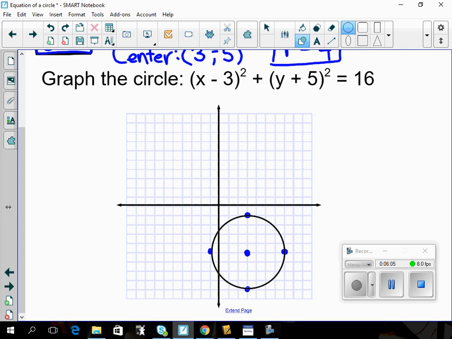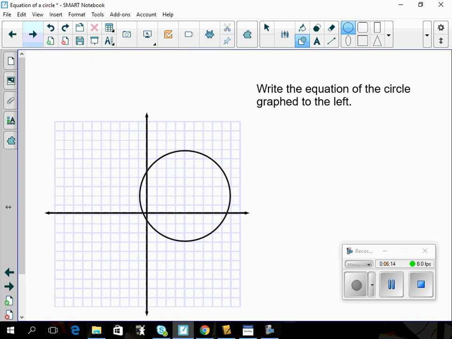Any questions so far? What if I gave you the graph? Could you write the equation? Let's try it. You don't have to write this down, but I would like us to try looking at a picture. How could I write the equation of this circle? Let's think about the formula. The formula says this.